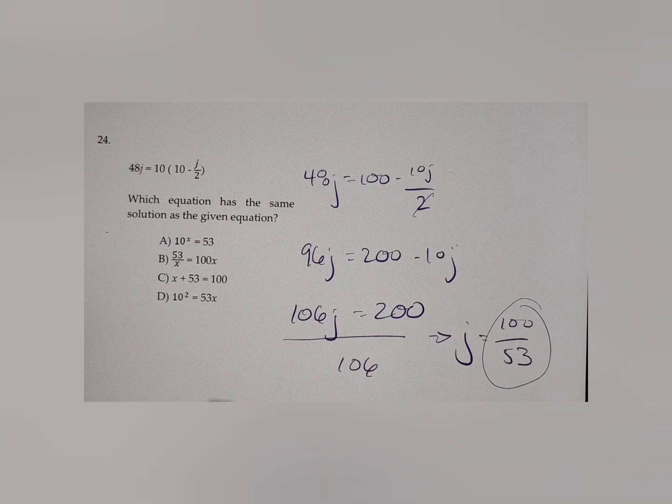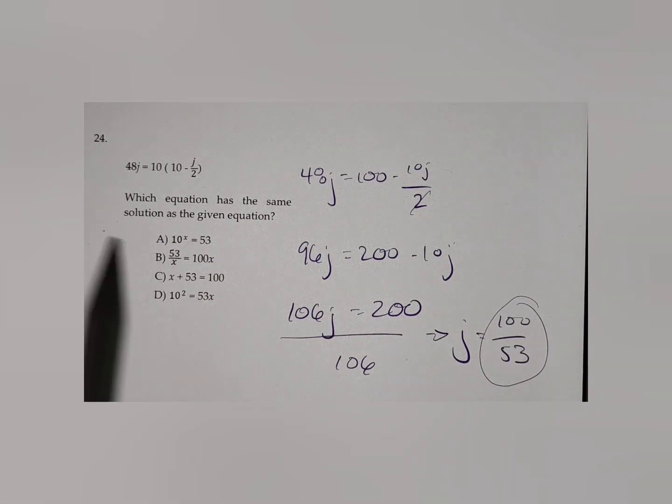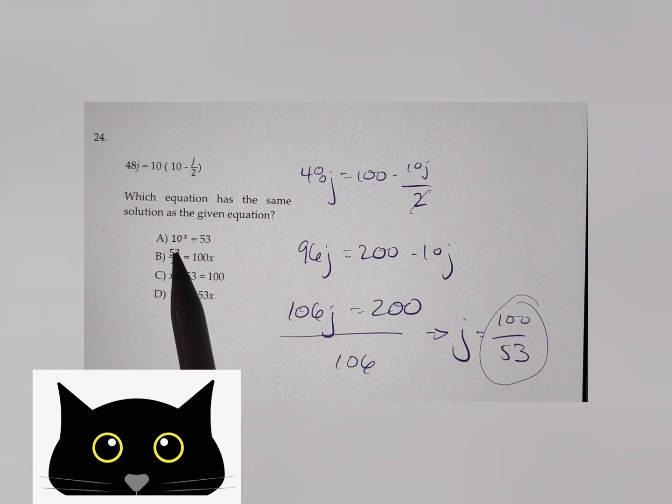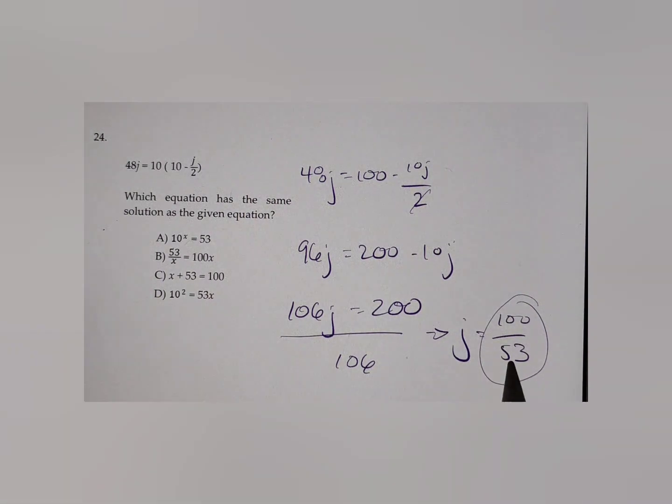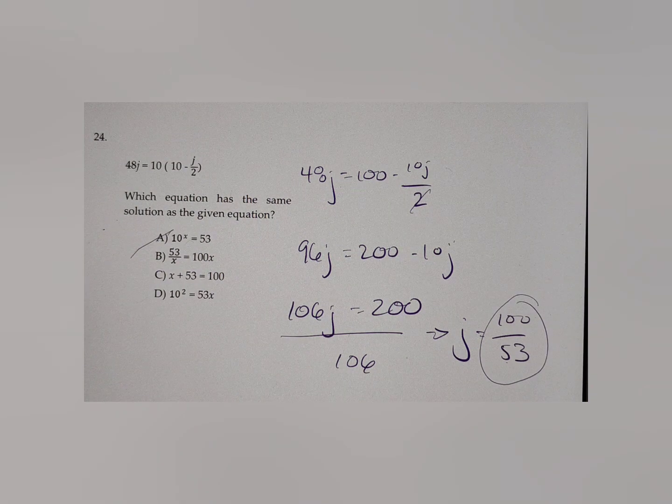So let's go to the answers now. 10 to the power of x equals 53. We don't have any powers here, and that would require some more advanced math that we know won't match this value, so we can pop that out.